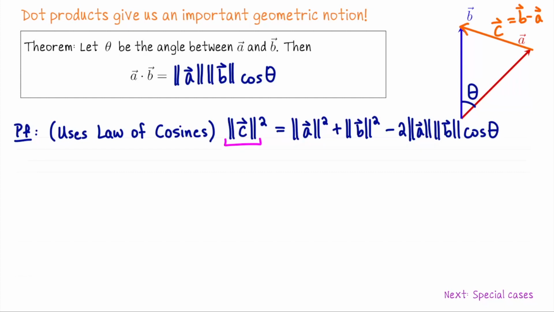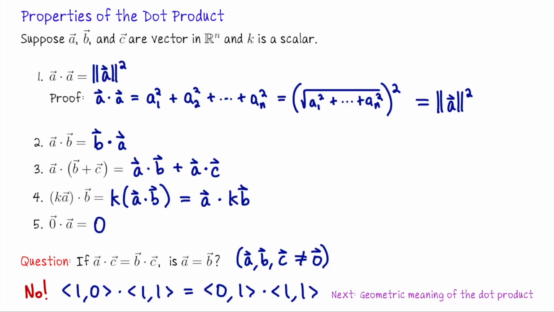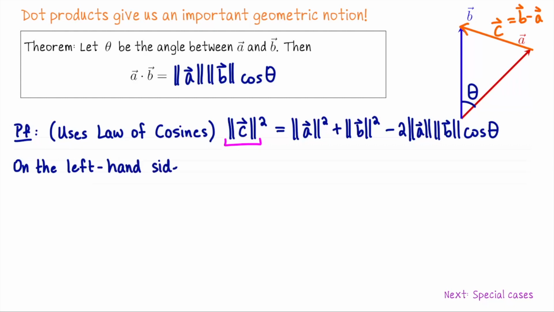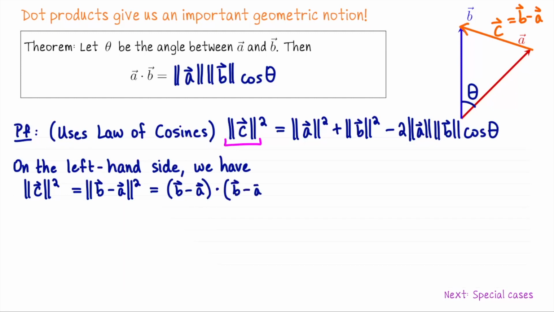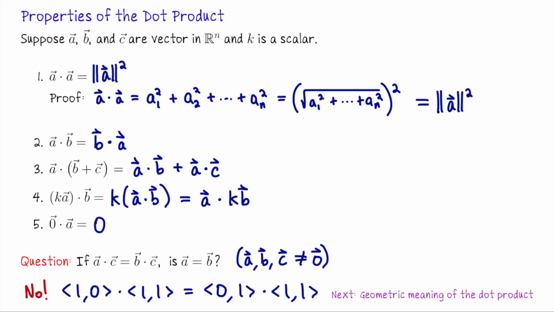Let me take this left-hand side here and I'm going to replace it with B minus A, and then we're going to use the first property that we saw back here. We have magnitudes of vectors squared. We're going to replace them with dot products. So on the left-hand side, we have the length of C squared. But through vector arithmetic, we know that that's the same thing as the length of B minus A squared. And then through property 1, we know that that's actually the vector B minus A dotted with itself. Now through property 3, we know that vector dot products are distributive.